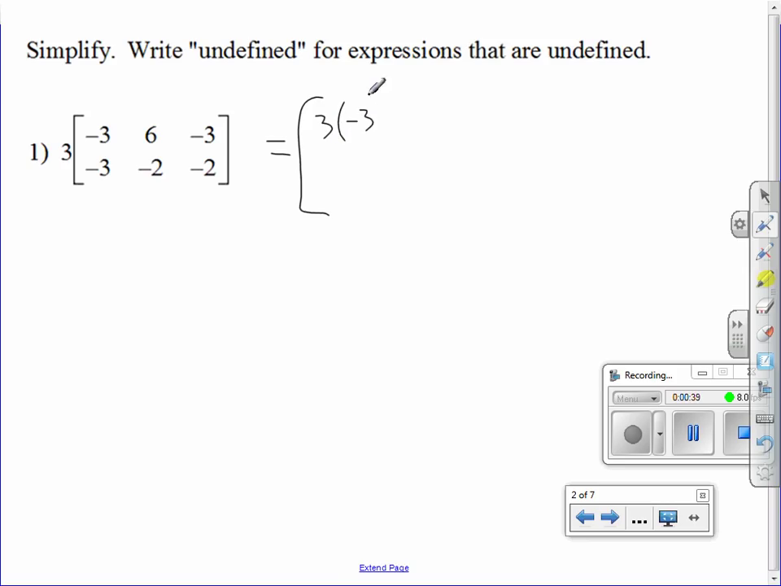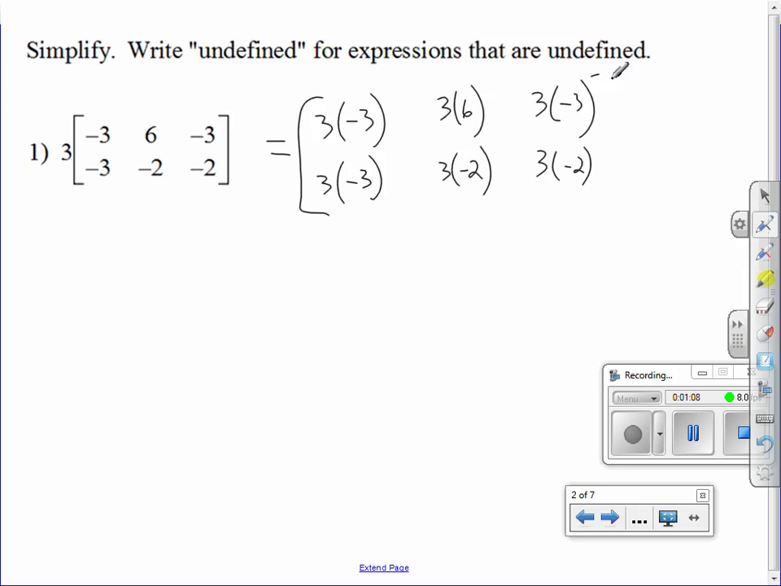For this first example, I'm going to write things out in painstaking detail. But if I were really doing this problem, I would just go straight to doing the multiplication. I would say, oh, 3 times negative 3, that's negative 9. 3 times 6, that's 18, right? 3 times negative 2, how much is that? Negative 6, right? 3 times negative 3, that would be negative 9. And then 3 times negative 2, that would be negative 6. So exactly what your intuition is telling you to do, it's good to follow that in this case.